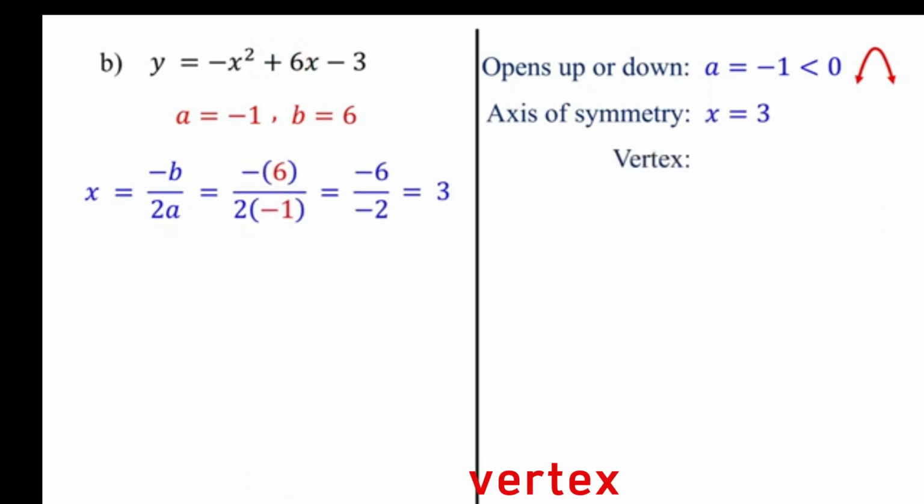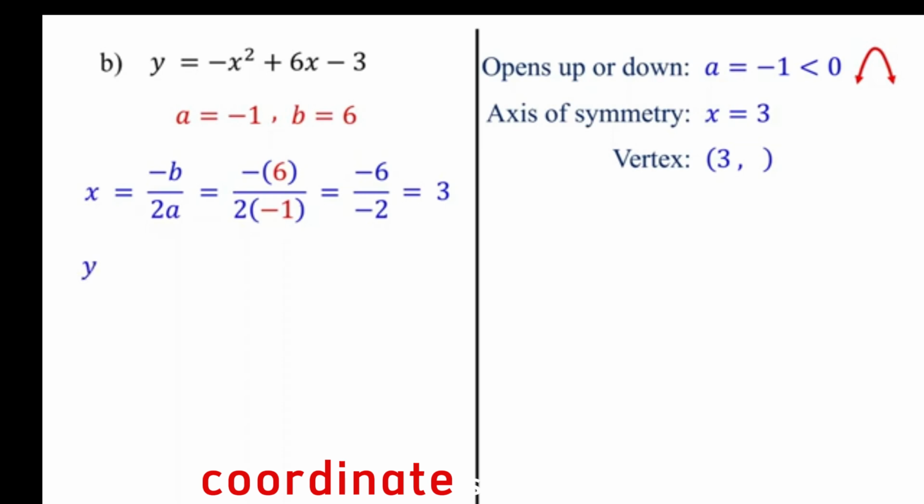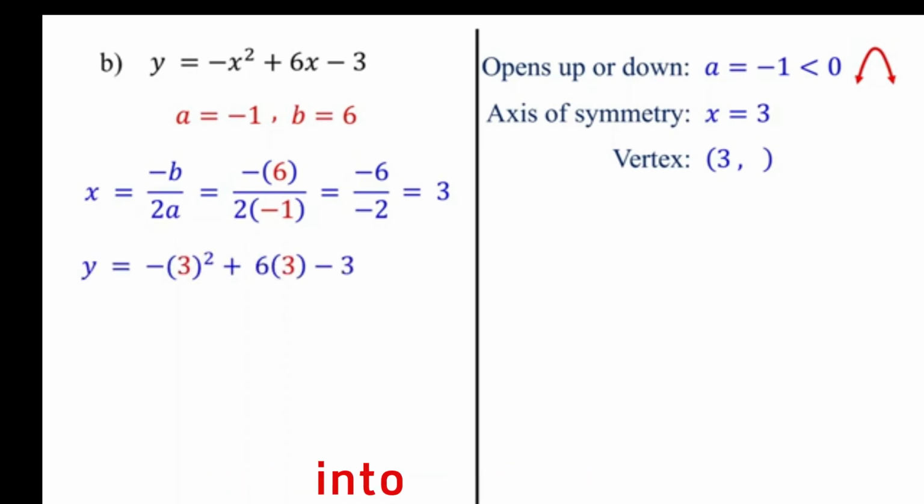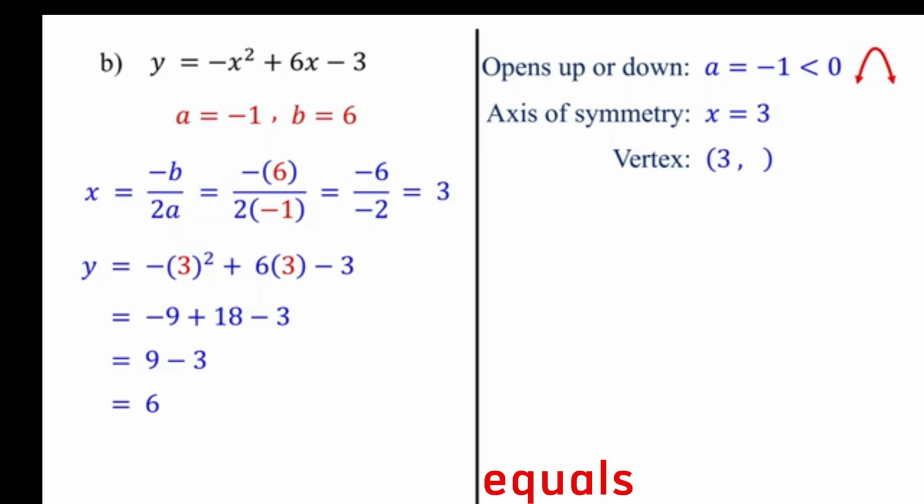Next, find the vertex. Its x-coordinate is the same as the axis of symmetry. To find its y-coordinate, substitute 3 for x into the original function. Simplifying this, we find that y equals 6. Therefore, the vertex is the point 3, 6.